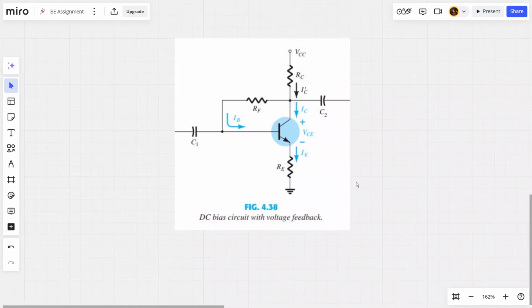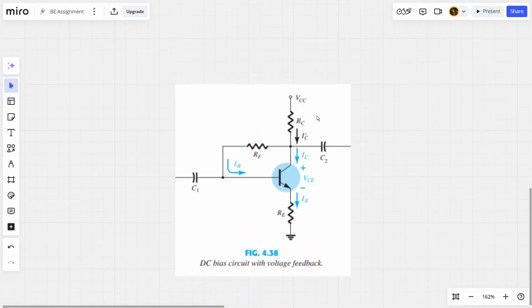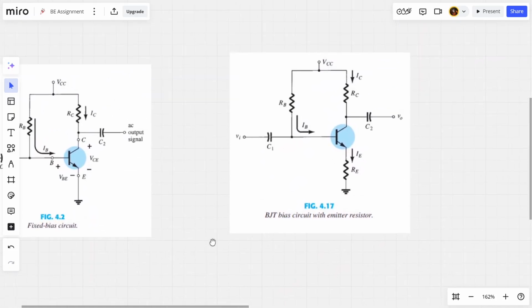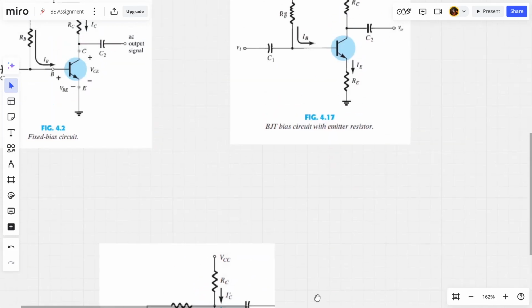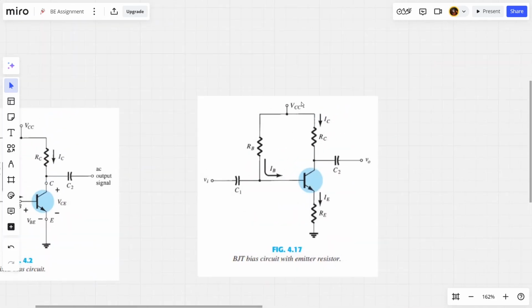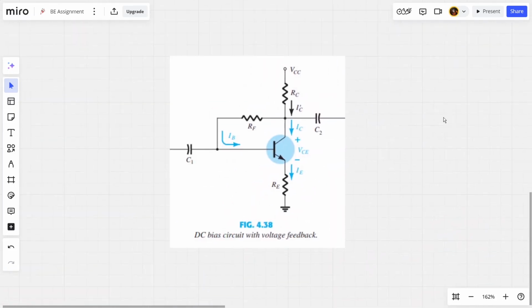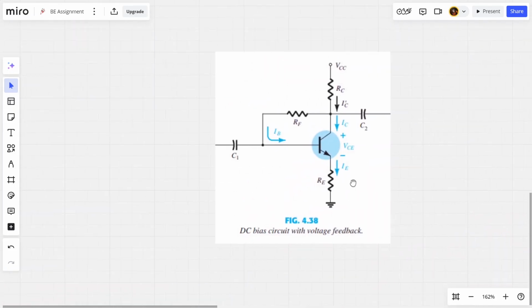As you can see, the circuit looks something like this. There is VCC which is connected to RC, and then there's a feedback introduced from collector to base, and then there's the resistor in the emitter side. As we compare it with the previous circuits, you can see that there was VCC connected to both RB and RC in the previous circuit, whereas in the collector feedback circuit, there is feedback introduced in this.